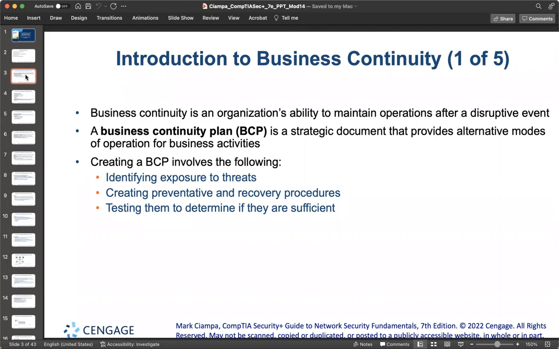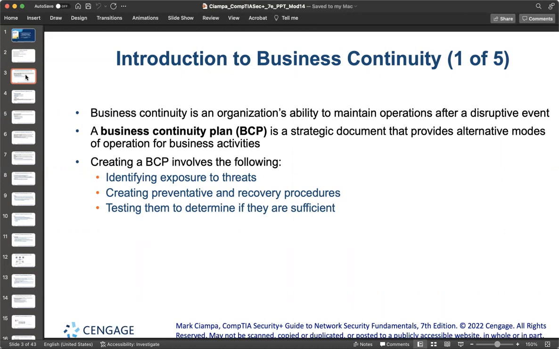So business continuity is an organization's ability to maintain operations after a disruptive event. So the goal is to make sure we have all the measures in place so that in case of a failure, in case of a mishap, business can continue doing business. A BCP, or a business continuity plan, is a strategic document that provides alternative modes of operation for business activities.